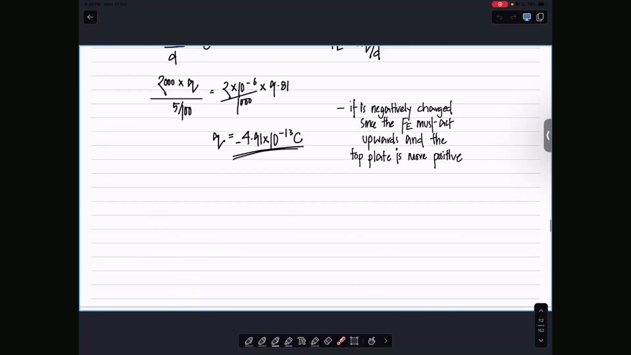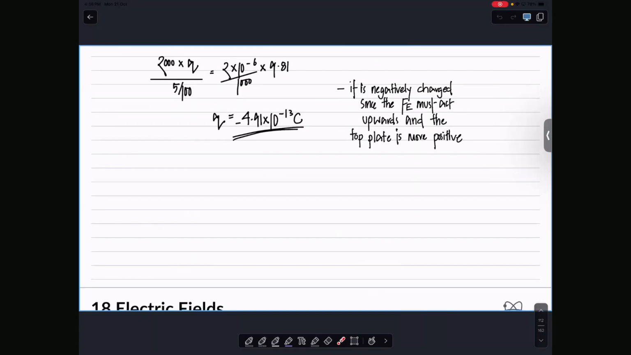If they ask you for a reason for it, you have to use a equals Q by M and explain using that.